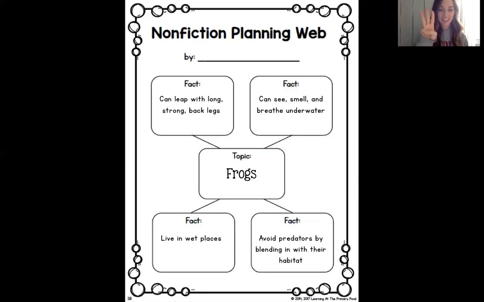Fact number 3, live in wet places. Is that true? Do frogs live in wet places? They sure do. That is also a fact. And the last fact, avoid predators by blending in with their habitat. Can that be proven? Is that something that we can read about in a nonfiction book or on a trusted website?